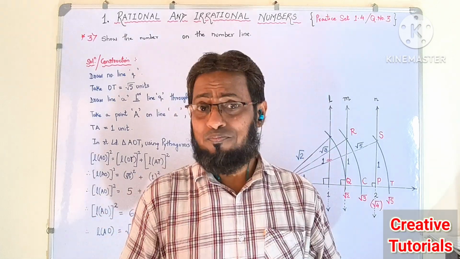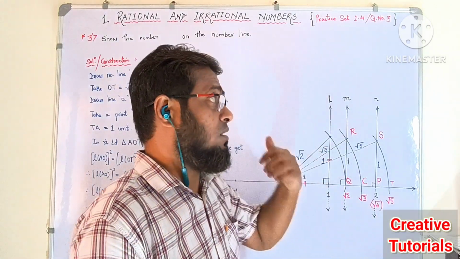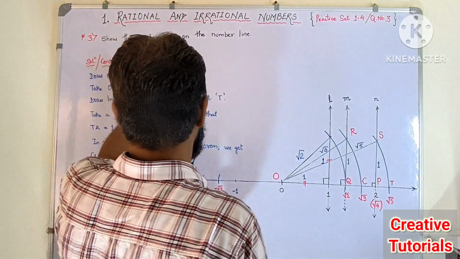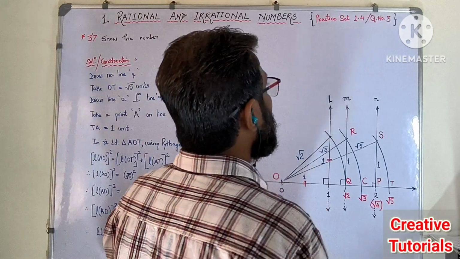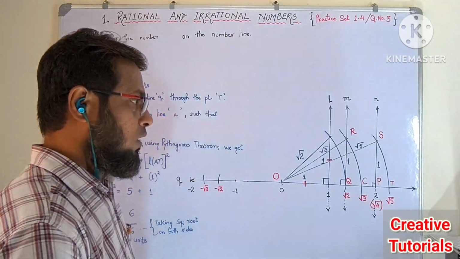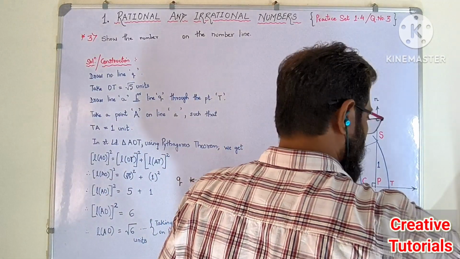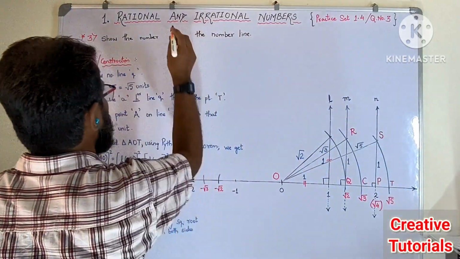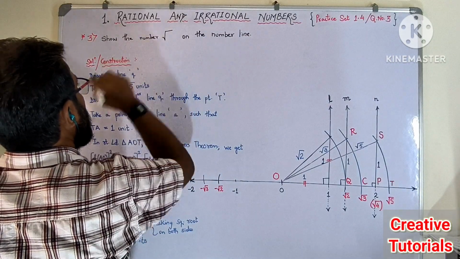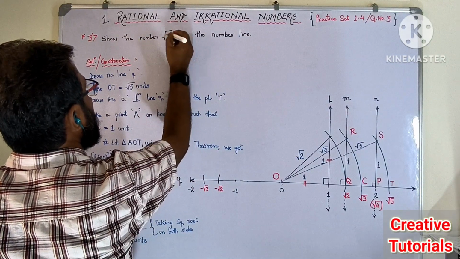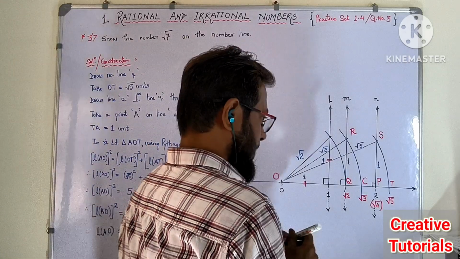Okay, so today's question is question number 3, correct, which is being given 1 star mark in your textbook in practice 1.4. Okay, now they're asking us to show the number. I'm sorry, I forgot to put this number over here. Show the number under root of 7 on the number line.